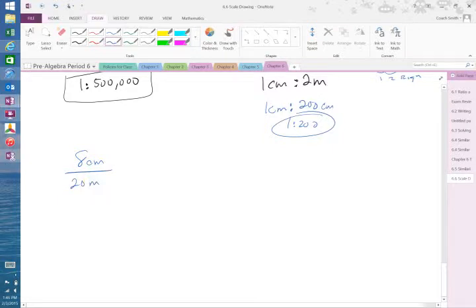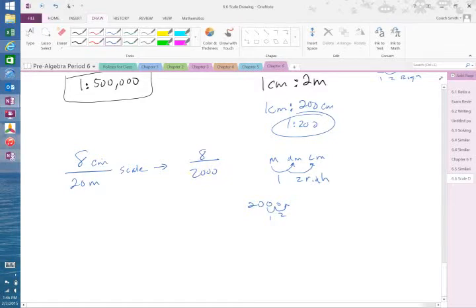Well, I have to convert meters to centimeters if they want the scale. So you'd have 8 on top, and I want to go meters, and then you have decimeters, and then you have centimeters. So I'm going to take 20 and go once, twice to the right. So that's 8 over 2,000.